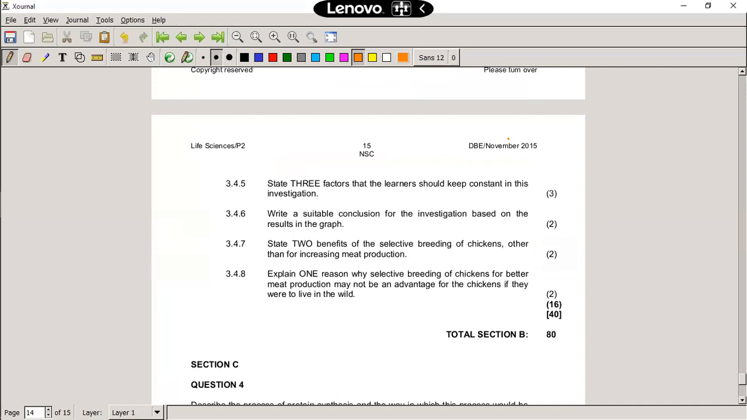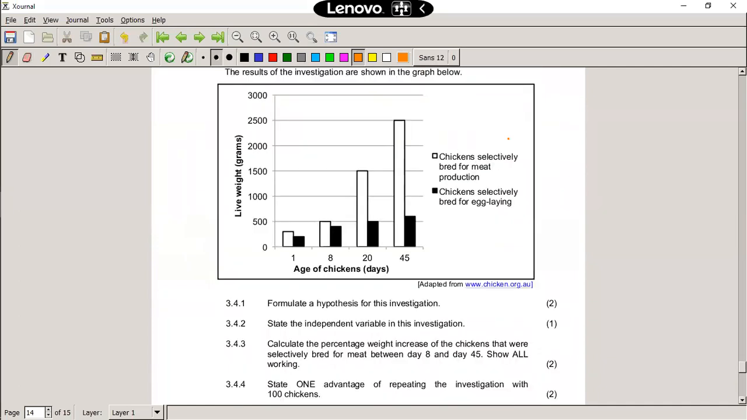And 3.4.6: write a suitable conclusion for the investigation based on the results of the graph. That's going to sound similar to your hypothesis, but the only difference is this time I know that chickens that are selectively bred for meat production will increase their weight a lot more than chickens that were selectively bred for egg laying. Okay, and those are the sections of the paper that you have to complete.